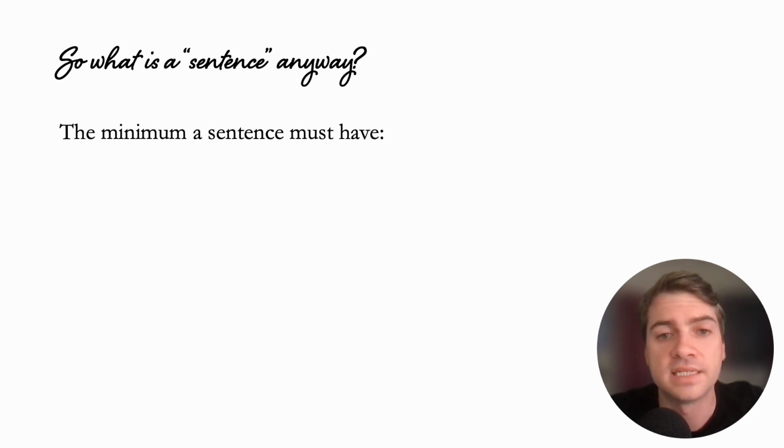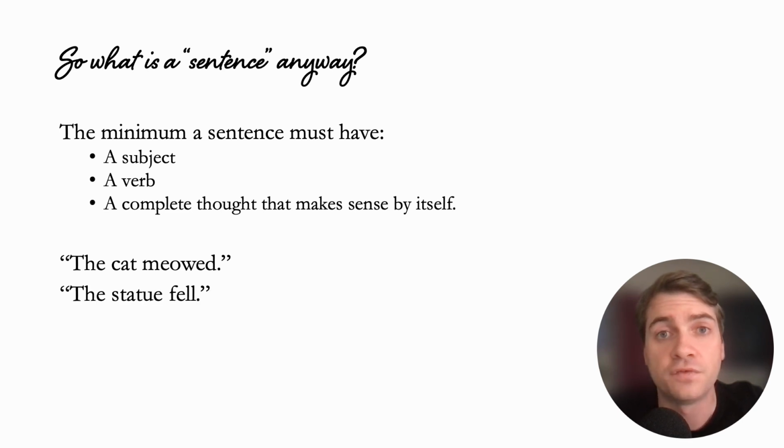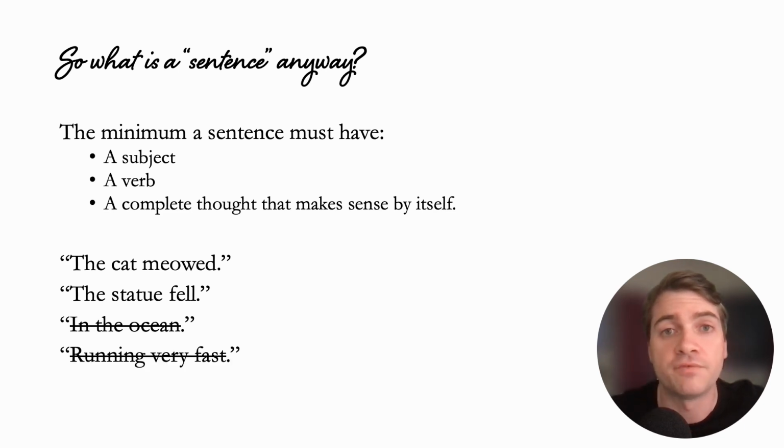Okay, so what is a sentence anyway? Well, at minimum, a sentence must have a subject, a verb, and a complete thought that makes sense by itself. So the cat meowed, that's a complete sentence because it has a subject, a verb, and it expresses a complete thought. The statue fell, that's a complete sentence as well because we have a subject with a verb and it's a complete thought. The last two, however, in the ocean, there's no verb there, okay? There's also not a subject, it's just a place. Then we have running very fast, that's just a verb with adverbs, okay? But there's no subject, and neither actually expresses a complete thought. So neither of those are complete sentences.